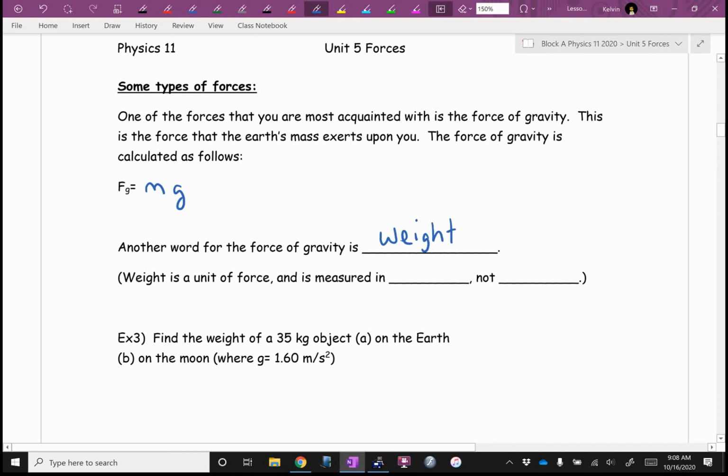Having said that, I'm going to be fussy in physics. If you're talking about mass, that's kilograms. If you're talking about weight, that's kilograms times 9.8. That's a unit of force. It's measured in newtons and not kilograms. That's probably a good test question. Weight is not mass. They're not the same thing.